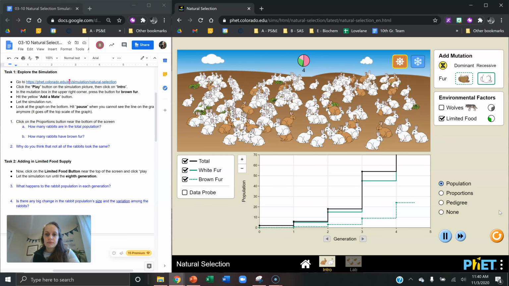You can see in my timer up here that the green pie slice represents the time in which the food is limited. So we're making observations about what happens to our number of rabbits during the time when we have limited food.